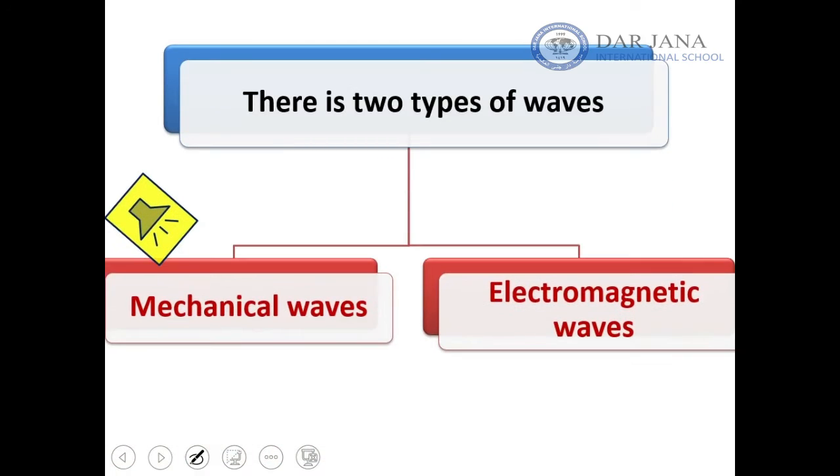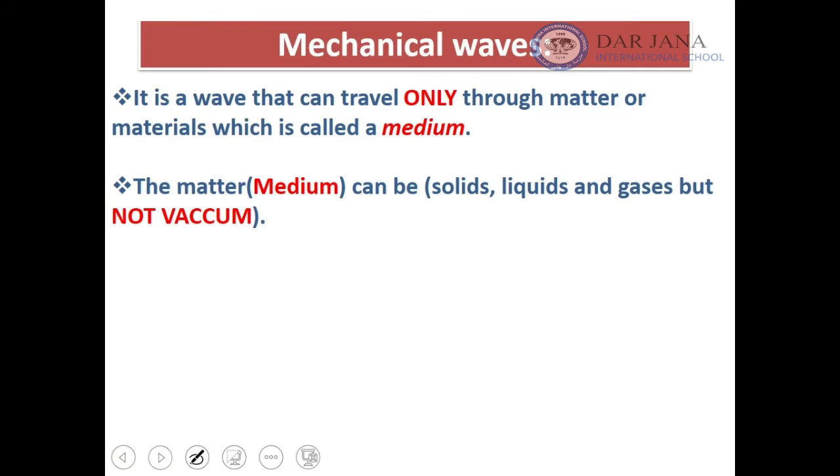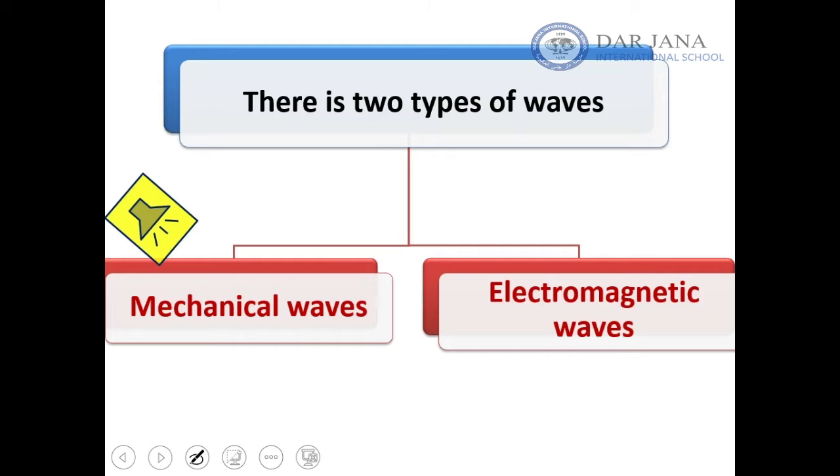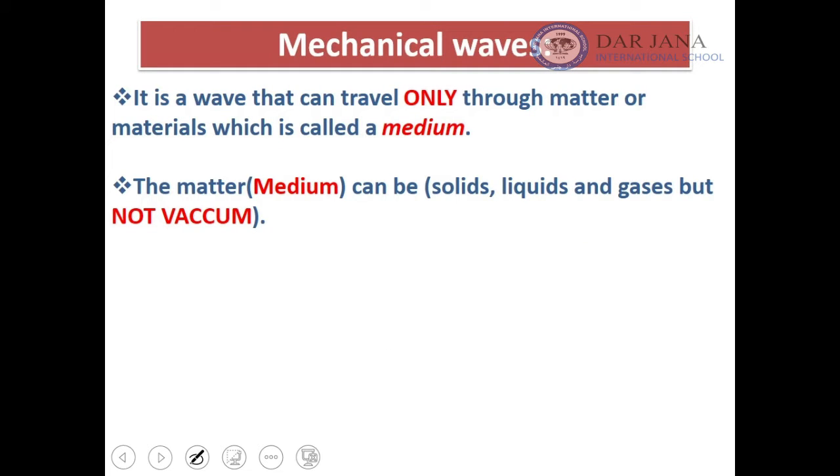Now we have two types of waves. The first type is mechanical waves, and the second type is electromagnetic waves. We will start with the mechanical waves. Mechanical waves can travel only through matter or materials, which is called a medium. So the matter, which is the medium, can be solid, liquid and gas, but not vacuum.